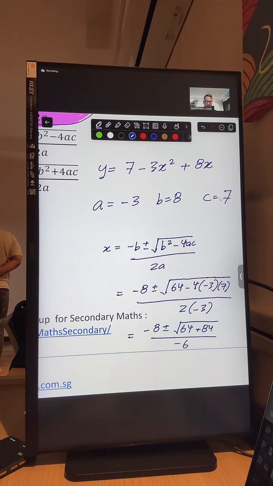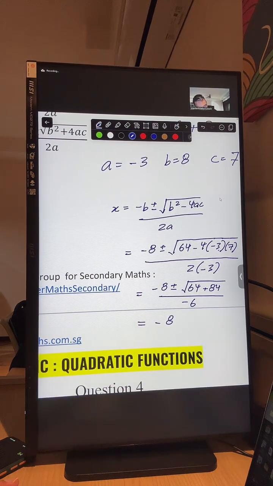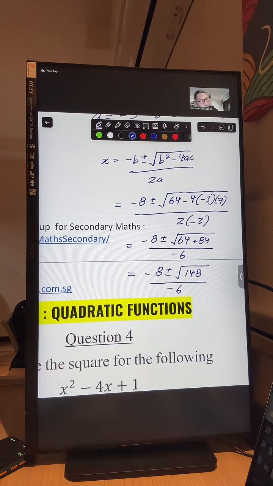Over negative 6. So what is 64 plus 84? This one I can do mentally. 60 plus 80, 140. 4 plus 4, 8, 148. So negative 8, wow, we're going into the next page already. 148 over negative 6. Did everybody get something like this? Are you all lost yet? Or can you all understand what I'm saying here? Negative 8 plus minus square root 148 over negative 6. Yes? Okay, awesome.